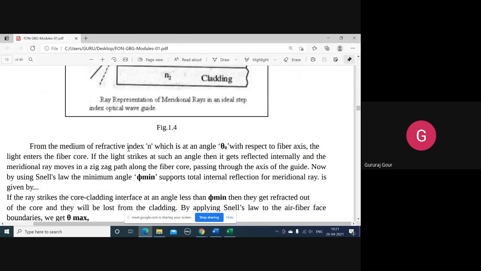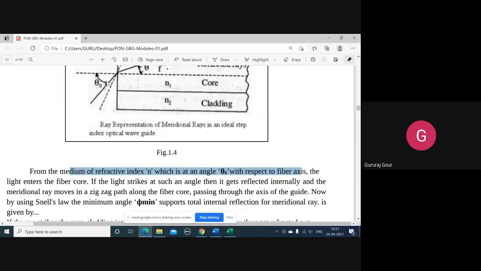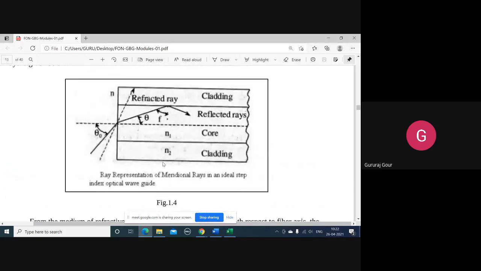From the medium of refractive index n, which is at an angle theta naught with respect to the fiber axis, the light enters the fiber core that we have discussed. If the light strikes at such an angle, then it gets reflected internally, and the meridional rays move in a zigzag path along the fiber core. That is called phi minimum. So this theta, we are going to call it by another name, that is phi minimum.